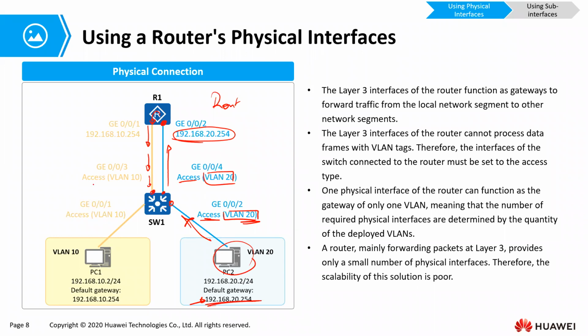When it hits this interface, because it's an access interface with PVID, port VLAN ID, of 10, it will tag it with VLAN 10. And then this interface is also an access interface with PVID of 10, so it will untag the VLAN tag of 10, and our host receives an untagged packet.